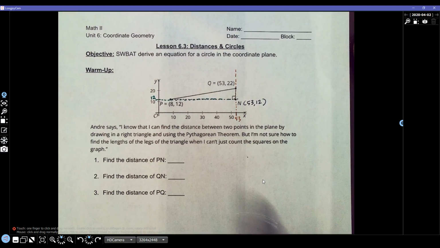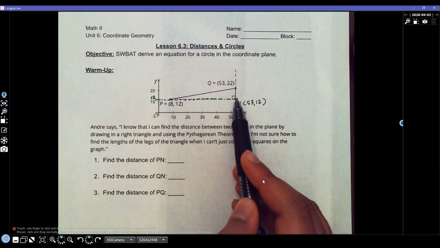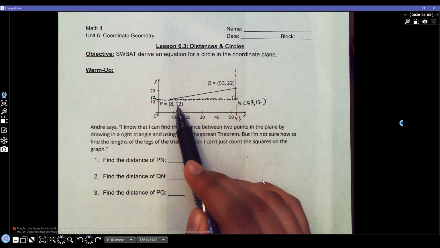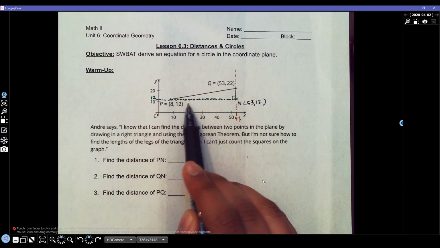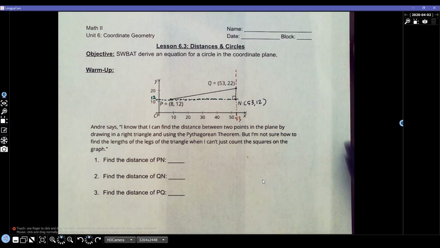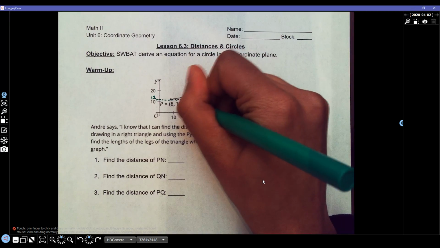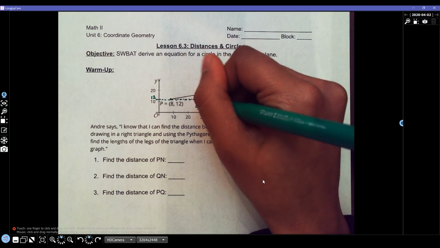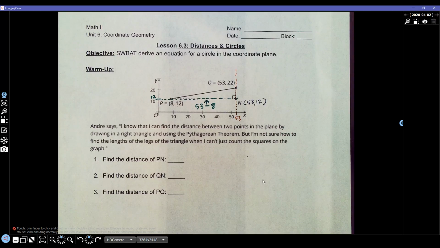So let's take a look at PN. We've got this line segment P and N over here. They both have the same y value at 12. So we're trying to find this horizontal distance over here, and we can subtract the x-coordinates. What that's going to look like, and I'm going to write that in green here, is the 53 minus the 8. And that is what's going to give us this distance over here.